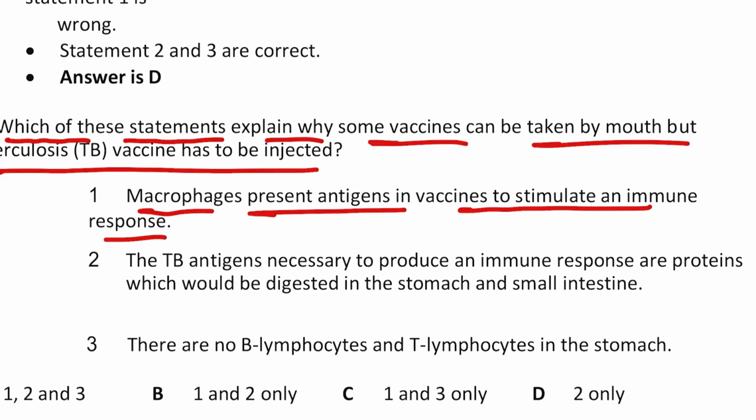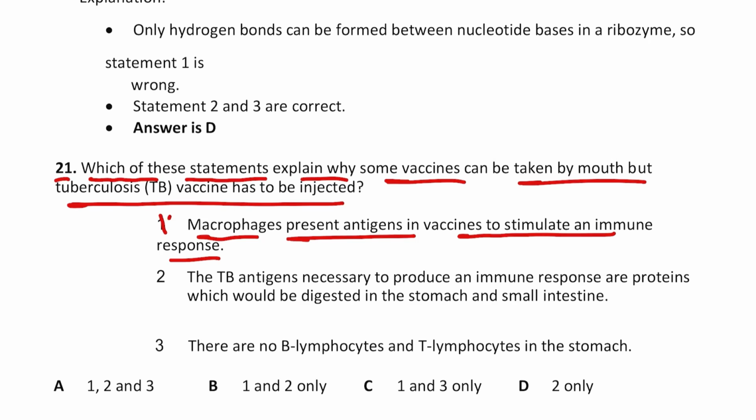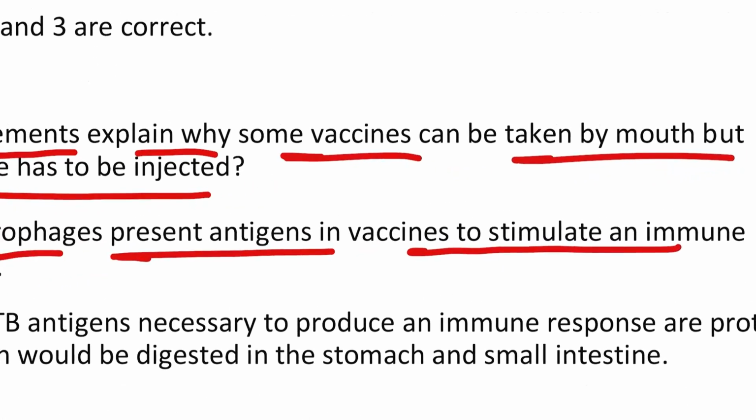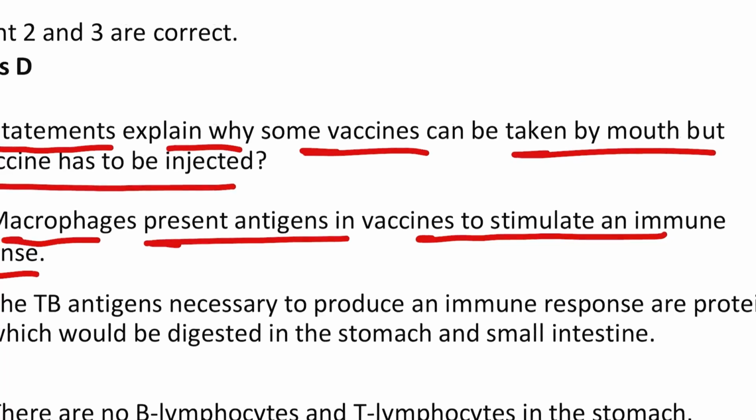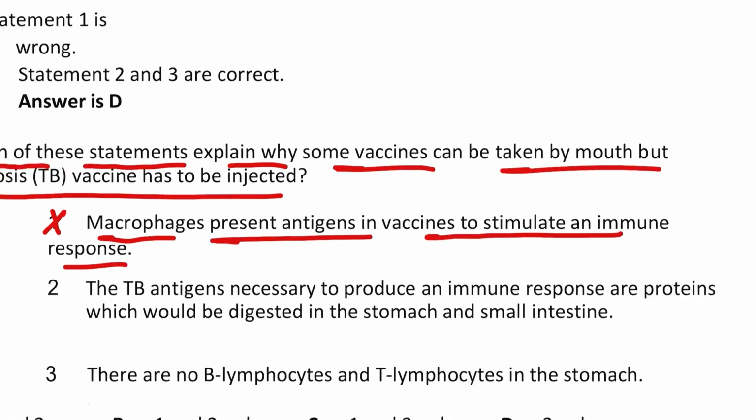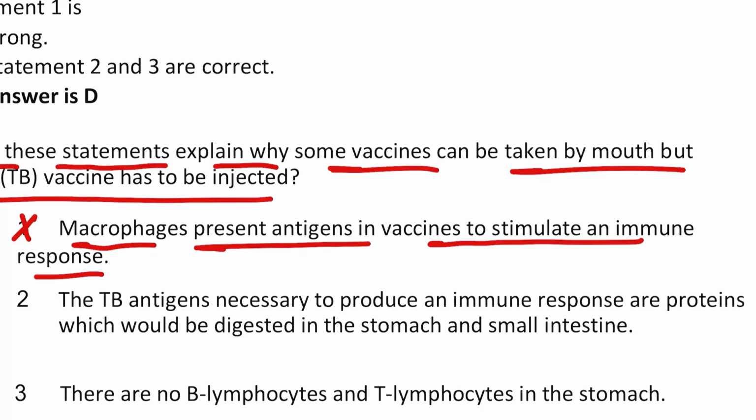So even if we take the TB vaccine by mouth, if the antigen comes in contact with the macrophages, they will definitely present it. So this could not be the correct statement, because we have to state the reason why we cannot take the TB vaccine by mouth, right? So this cannot be the reason. Because even if we take the TB vaccine by mouth, if the antigen in the TB vaccine comes in contact with the macrophages, they will definitely present the antigen to the B lymphocytes and T lymphocytes.